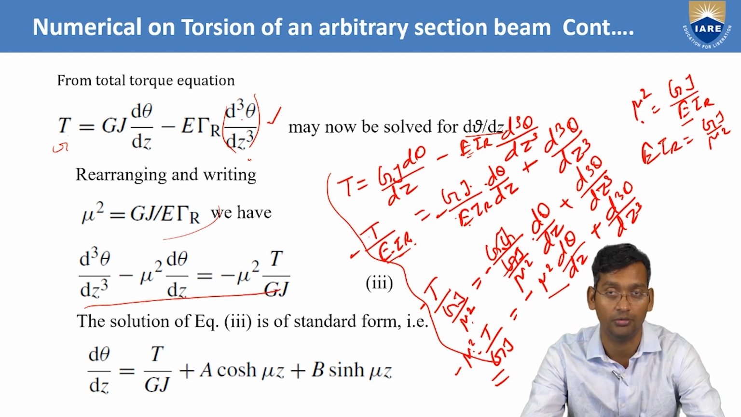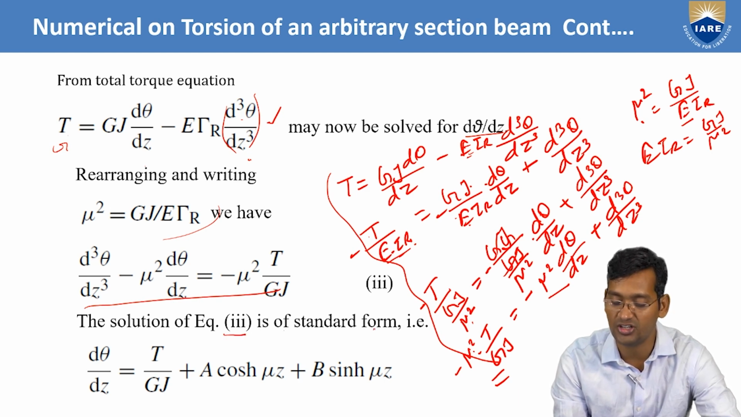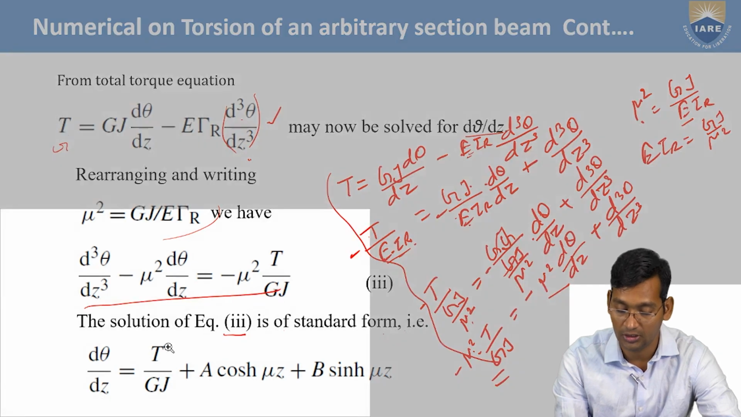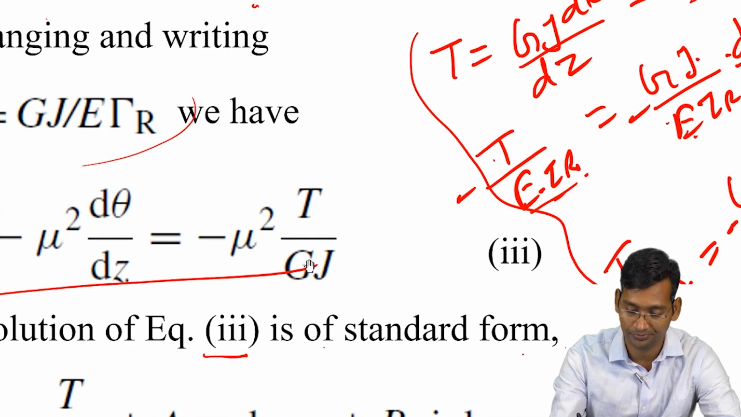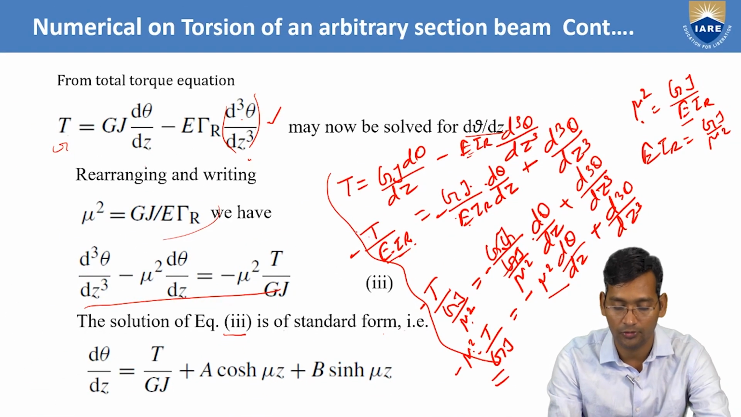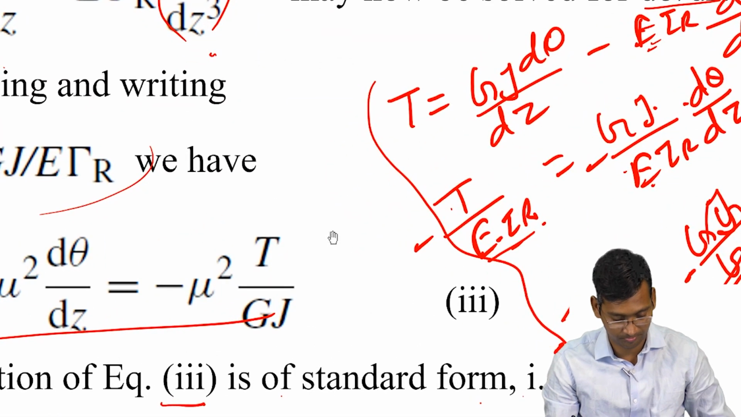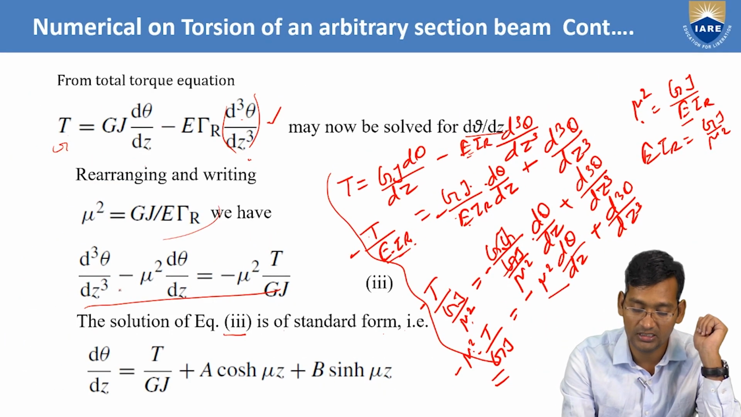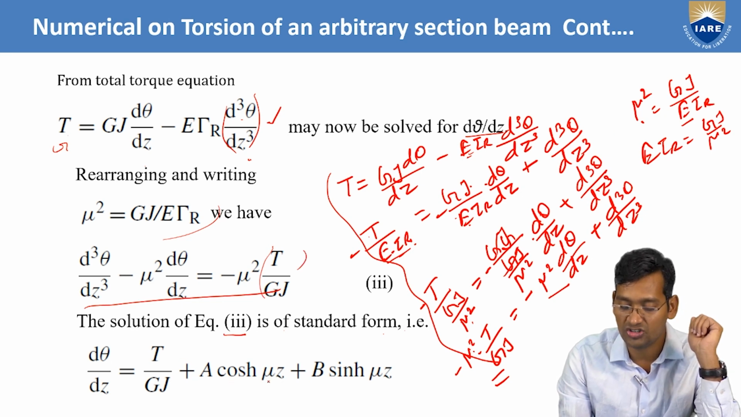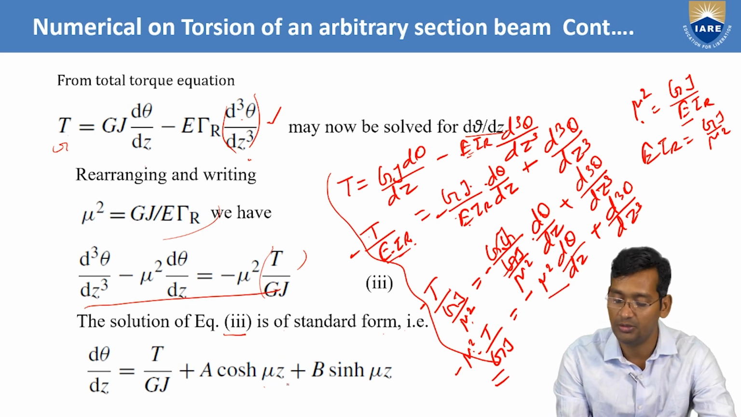Now this is one differential equation. The differential equation solution will require what power is there, third power means three terms will be there. So see, the solution of equation 3 is of the standard form, d theta by dz equals, up to the second level only. So d theta by dz is T by GJ, whatever the constant is, plus A cos mu z plus B sin mu z, because here mu is the function.